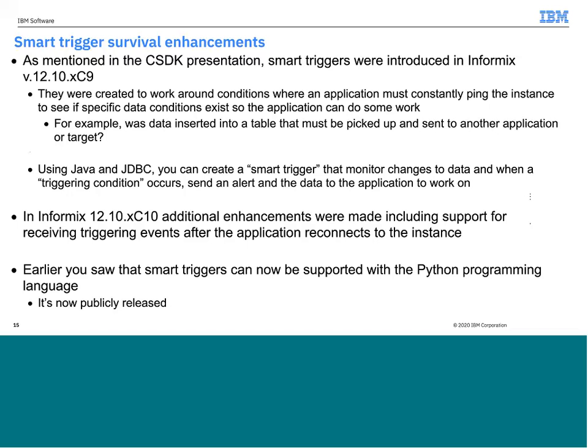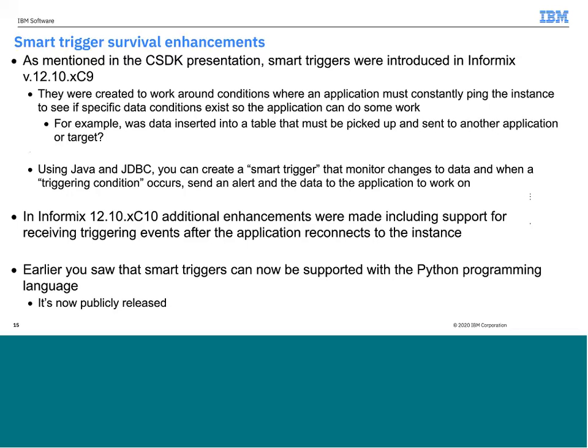When those changes occur, it triggers the Java application to signal the consuming application that a change has occurred, and then that application can go off and do whatever it needed to do. Since 12.10.xC10, we've continued to make small incremental enhancements over time, including support for receiving events after an application reconnects to the instance. So let's say the application dies and it comes back up. We can now signal that application that, hey, you missed all this stuff while you were gone.